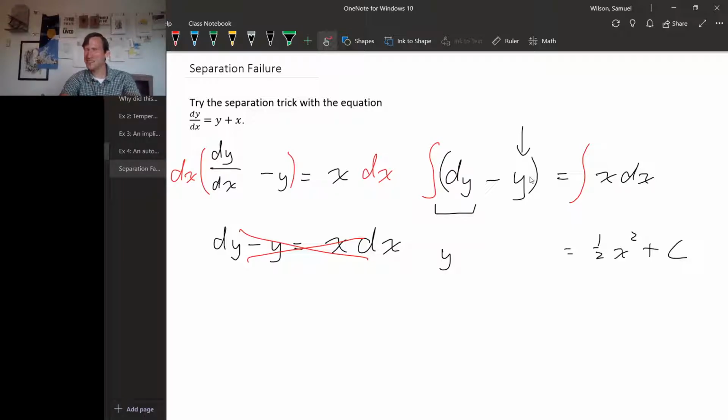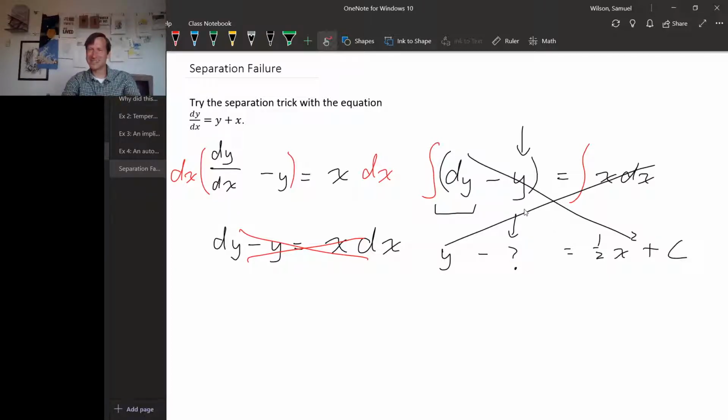Well, you can't integrate y by itself. For an integral to make sense, it has to have a differential with it. And there's no way to integrate this y because it doesn't have a differential to make the integral make sense. So this doesn't make any sense at all, right?